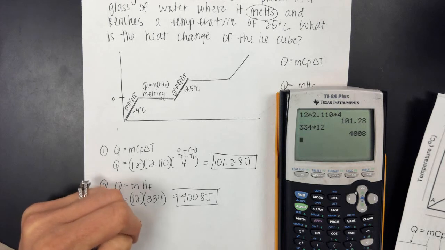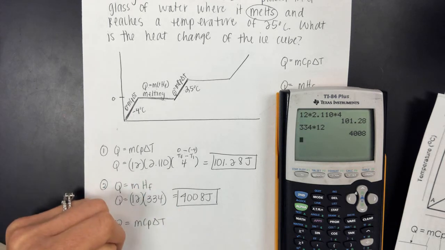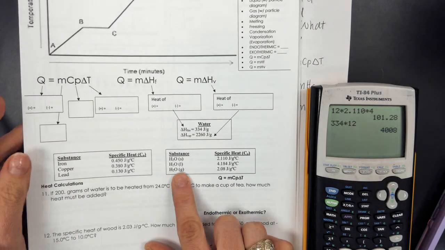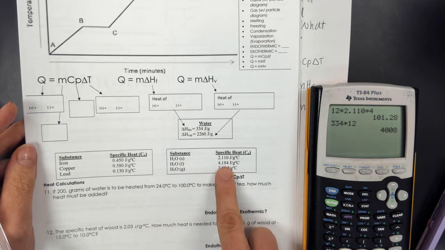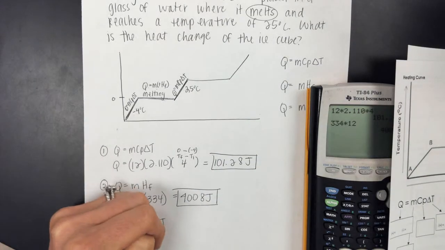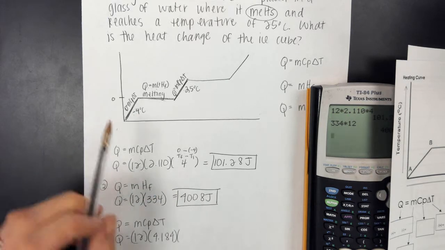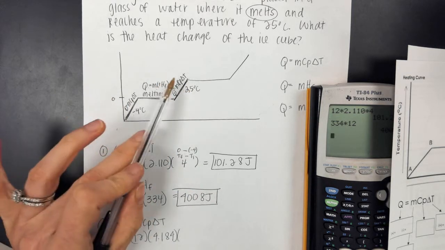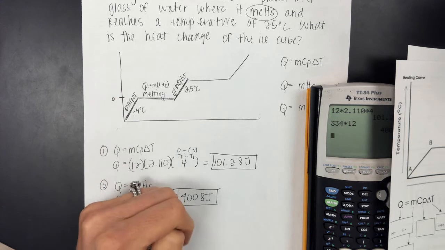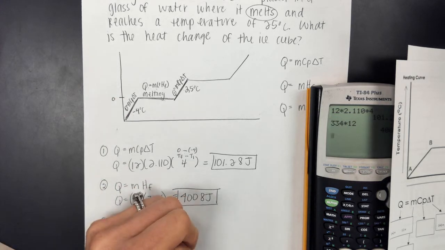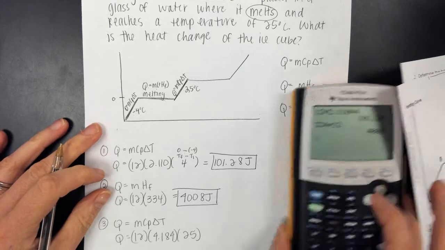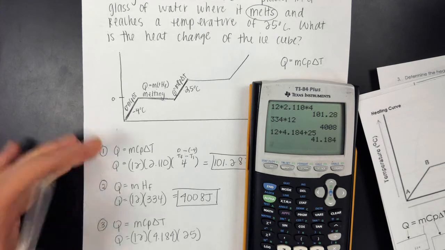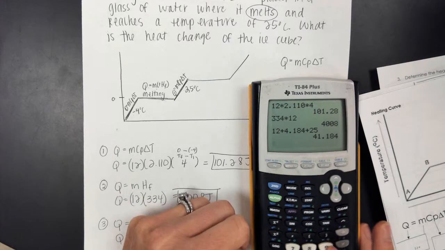Okay, Q equals mass times specific heat times the change in temperature again, I'm still at 12 grams. Now the specific heat of water changes because it's phase dependent, remember. So water as a liquid specific heat is 4.184. And my change in temperature for this would be going from 0 to 25. So final minus initial, 25 minus 0 gives me 25 degrees Celsius. Calculate that out. 12 times 4.184 times 25, 1,255.2 joules.